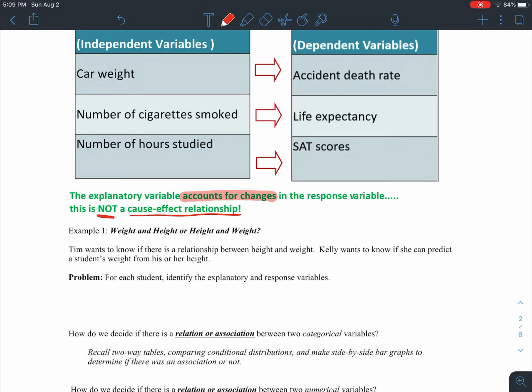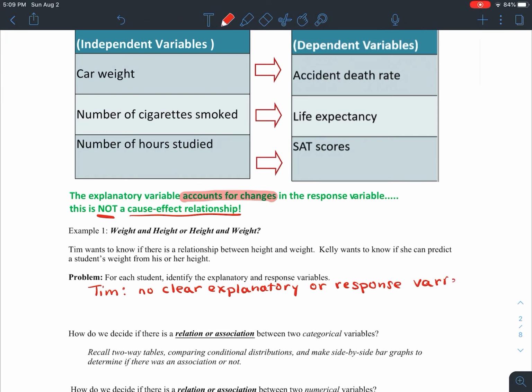Okay, so here in this first example, we have Tim. He wants to know if there is a relationship between height and weight. Kelly wants to know if she can predict a student's weight from his or her height. It says for each student, identify the explanatory and response variables. Okay, so let's talk about Tim first. It says here he wanted to know if there's just a relationship between height and weight. And so we don't have a ton of information there. There really is no clear explanatory or response variable.